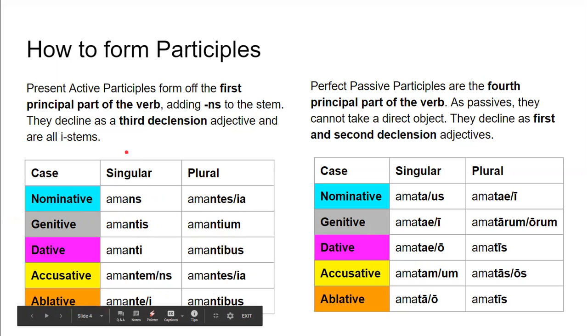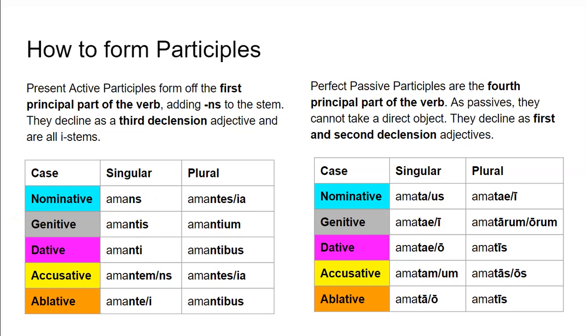It's the same form as clemens. You add those endings that are the clemens endings, the third declension endings that you use for a noun that has an n in it, and then you add that to the verbal stem. So amans, amantis, amanti, amantem, amante, amantes, amantium, amantibus, amantes, amantibus.